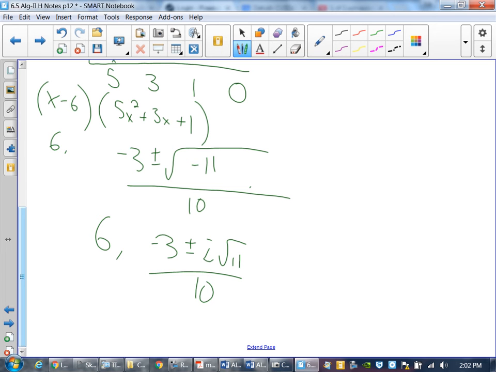Miss Lori. Yes, because I think it said find all zeros. So we have a real 0 at 6. And the other ones we had to find via the quadratic formula.